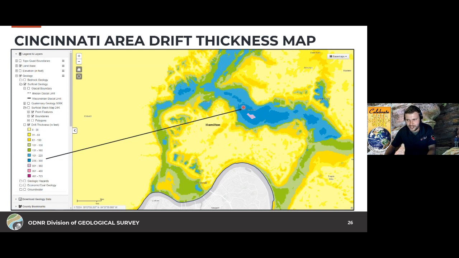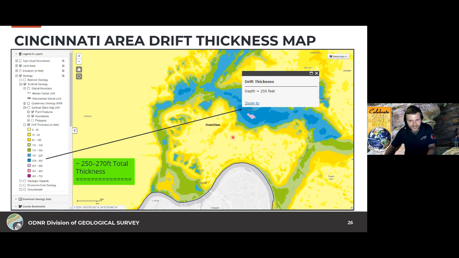So if we click about here, we get an idea that the depth is about 256 feet, which agrees pretty well with what the other superficial stack map told us. So this is great that it agrees. That doesn't always happen because these maps were made at different times by different people with different amounts of information. But that's what keeps the Geological Survey busy. There's a lot of work to be done to make these maps even more accurate and as detailed as possible.